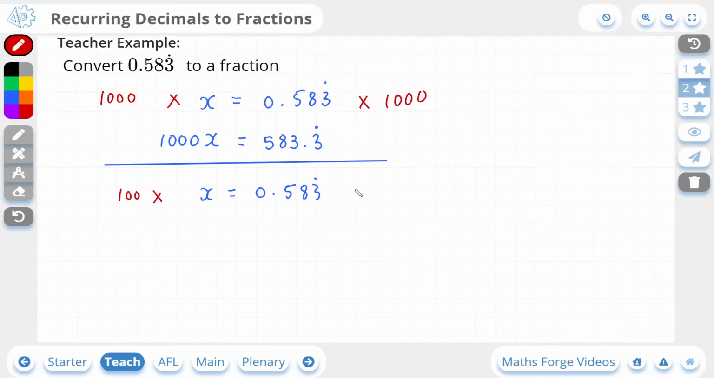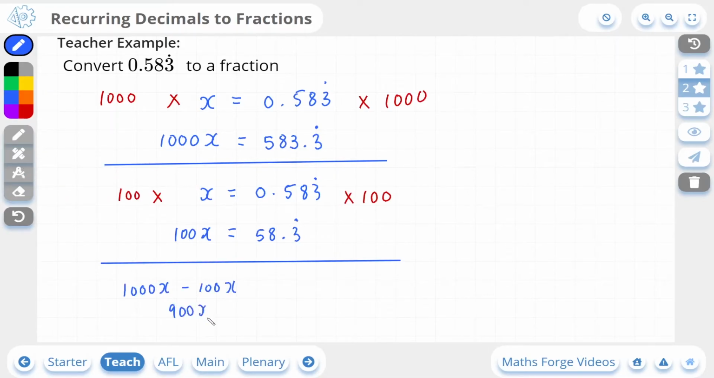If I times by 100, we're going to end up with the following. 100x on the left, and on the right, we're going to end up with 58.3 recurring. So even though the 1000x and the x were incompatible, if you actually think about what's going to occur now, this 1000x and this 100x, these two equations here, are compatible with each other. If I do 1000x minus 100x, I end up with the following, 900x on the left-hand side.